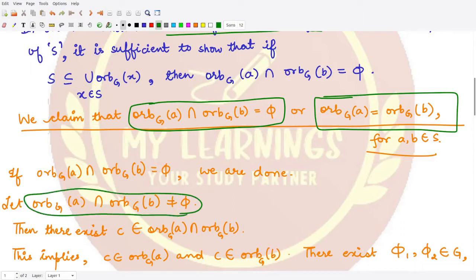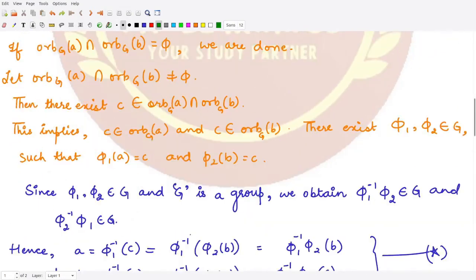If this is non-empty, that means there would be at least one element present here. Let's call that element c. So this element c is present in this intersection, which means c is present in both of the sets. So it is present in the orbit of a and also in the orbit of b. Now what is the definition of orbit? According to the definition, the orbit consists of all the images under the group G.